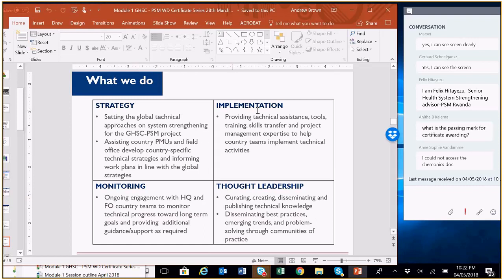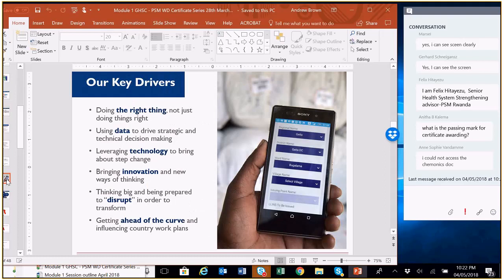Our team looks at strategy, implementation, monitoring, and thought leadership. And again, I'm just going over that quickly, just so that you can be aware of that. Also wanted to let you know that we really are looking at things like doing the right thing, the use of data, technology, innovation, and being ahead of the curve, and thinking about things that can disrupt a system in a positive way to make improvements. Again, I thought this would be helpful just to tell you this so that you can see our thinking.